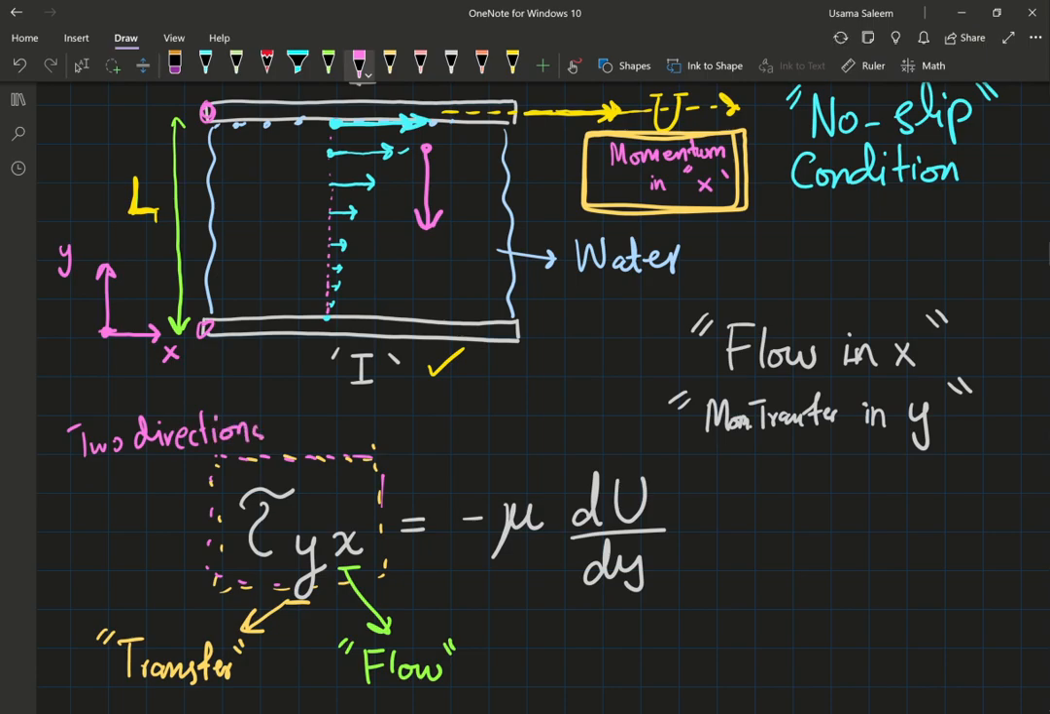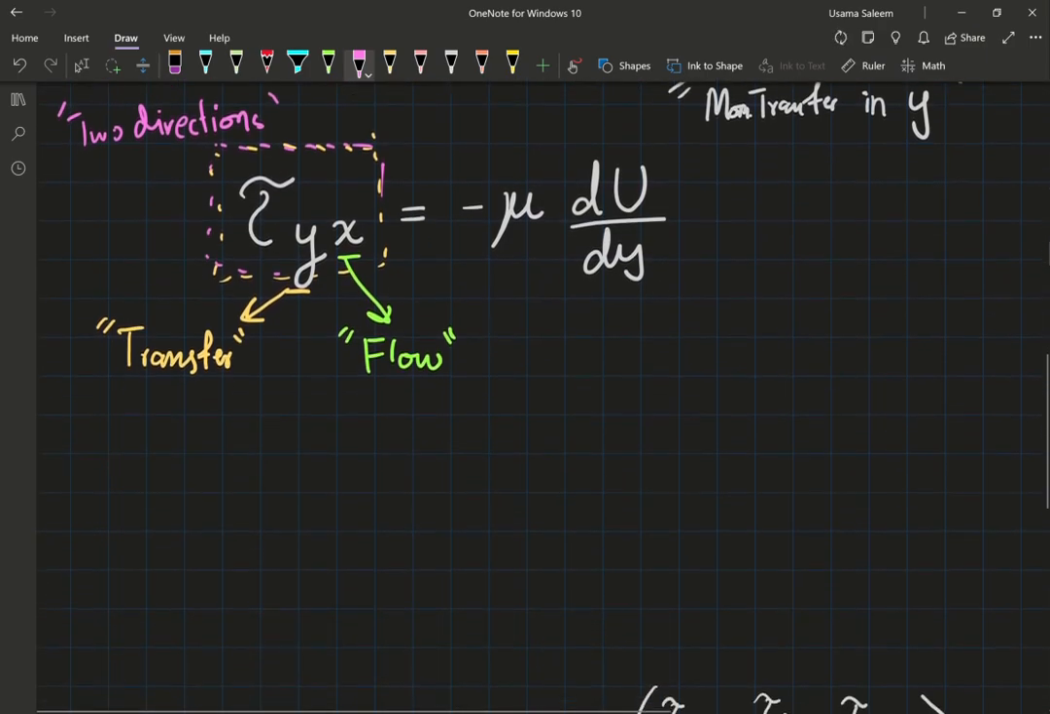For vectors, I need one direction. For a tensor, in this case, I need two directions. All right, now we're building an intuition. We need magnitude, the direction of flow, and the direction of transfer. All right, we're building up, good.